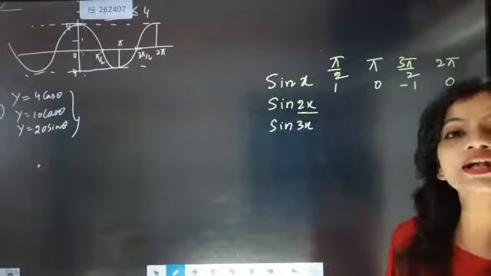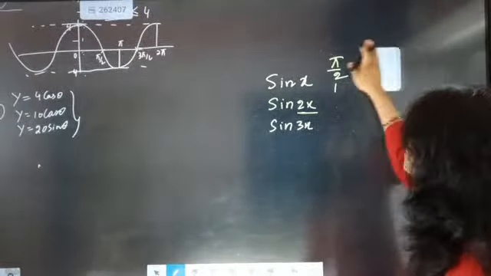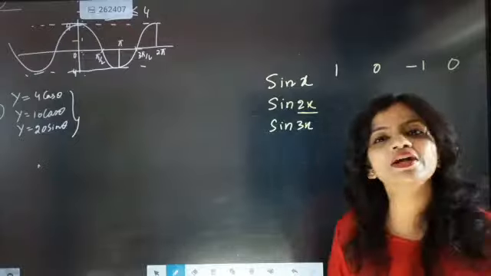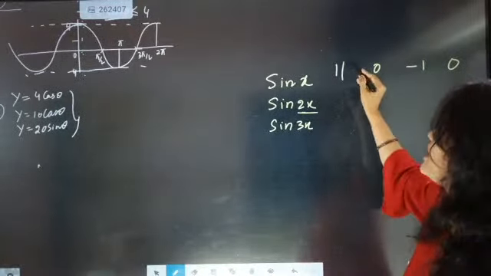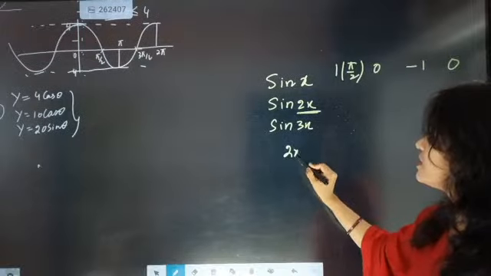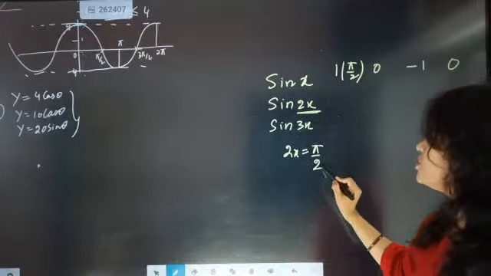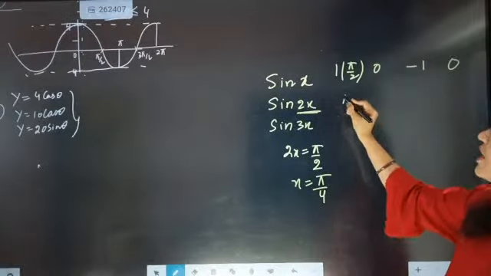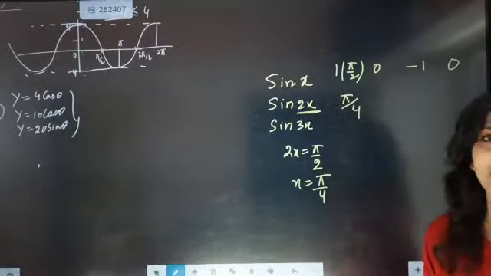Maxima 1 will be attained when? So I am just going to write 1, 0, 1, 0, minus 1, 0. So the maximum will be attained where? Here it is attained at pi by 2. So 2x equal to pi by 2. So here x will be attaining maxima at pi by 4. That means x is attaining maxima at pi by 4.